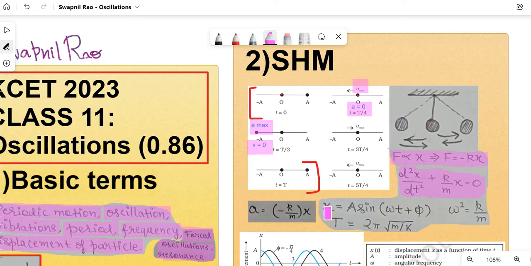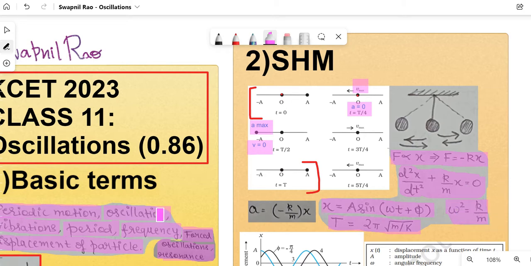And the same way we got x is equal to a sine omega t plus phi. And this is going to be one formula. And the same way we got the formula for t, which is time period, which is equal to 2 pi under root m by k. So if you're wondering how, as you can see, I've written omega square is equal to k by m. This is one formula that you have to know. Omega square is equal to k by m, which means you can also write this as omega is equal to under root k by m.